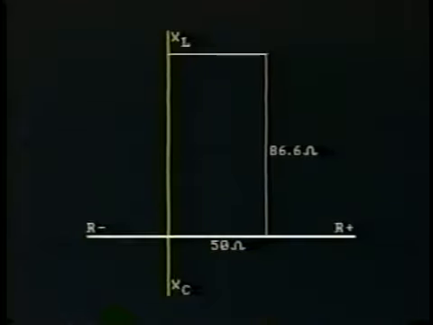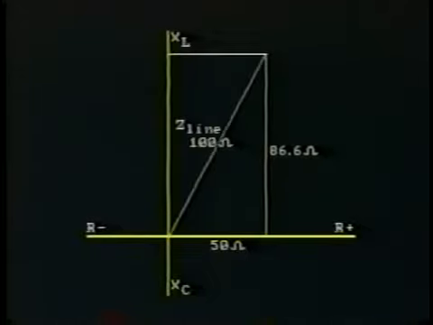Resistance is shown along the horizontal reference vector, and inductive reactance is shown on the vertical axis. Capacitive reactance, if present, would be shown on the negative vertical axis. In this example, we will assume that the quoted 86.6 ohms reactance has taken into account both inductive and capacitive reactance. Plotting resistance and reactance, we find that the total impedance comes to 100 ohms, and it is at an angle of 60 degrees from the reference vector.